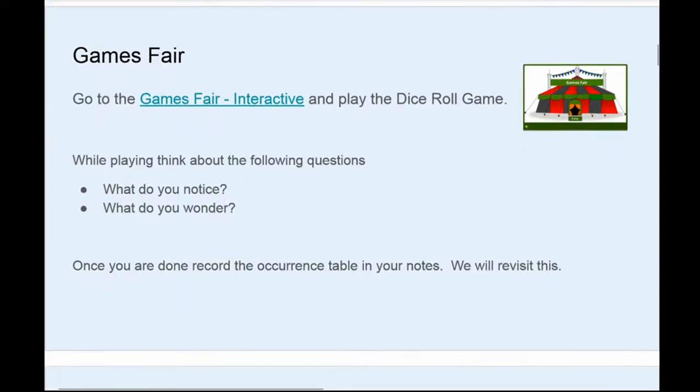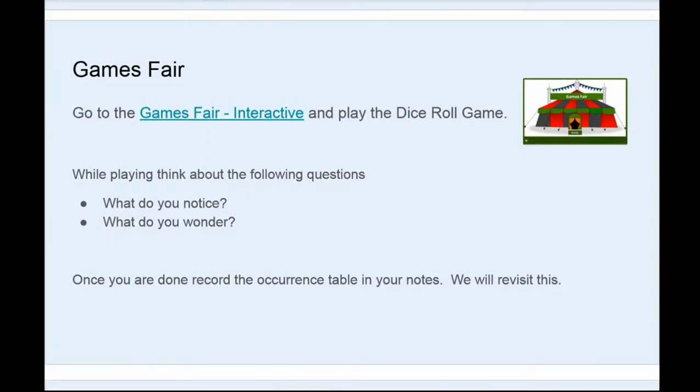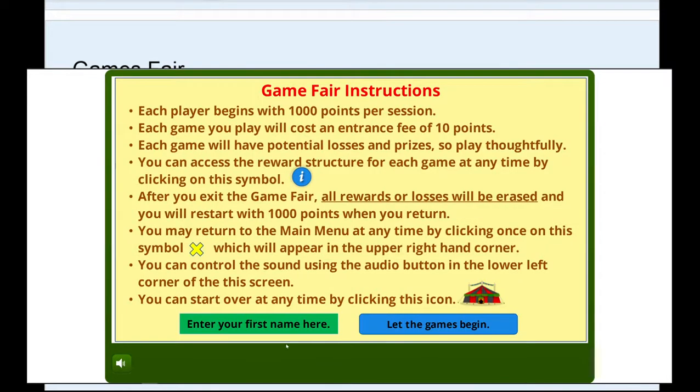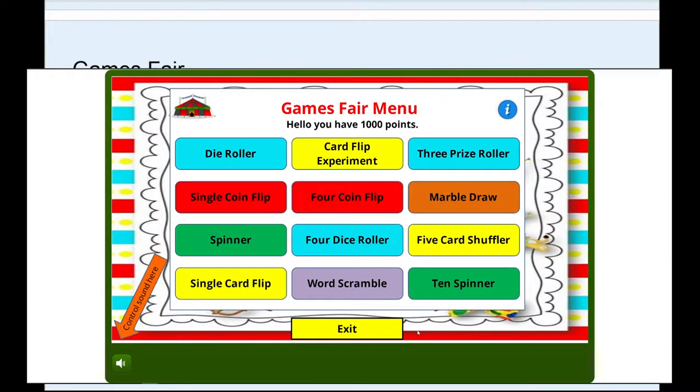It's probably the simplest one. And in order to look at this, we are going to look at a little bit of an interactive game that you can find on the actual course website. So if you go to the games fair, in general, it's kind of like an overall arcade game or carnival game. You don't have to worry too much about this, we're just going to go in and play the games. You can always control the sound.